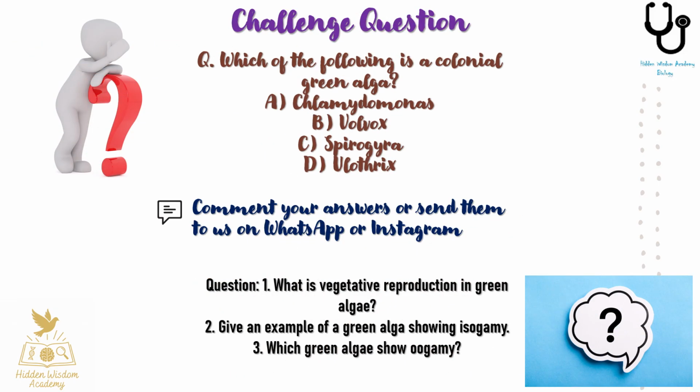Here's another challenge question for today. Which of the following is a colonial green alga? Is it option A, Chlamydomonas? Is it option B, Volvox? Is it option C, Spirogyra? Or is it option D, Ulothrix?